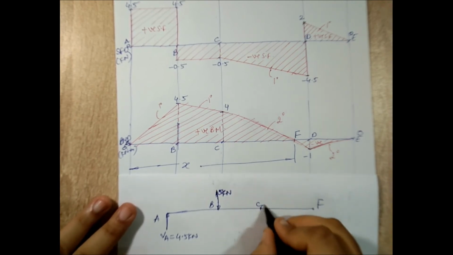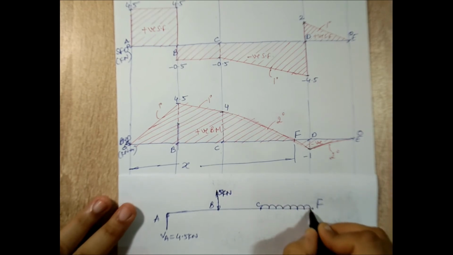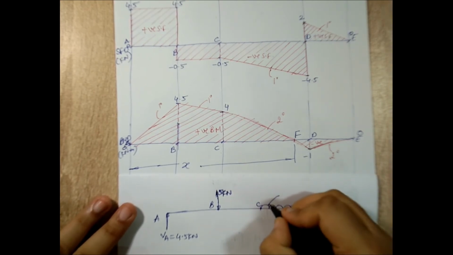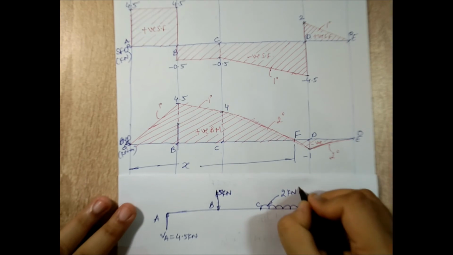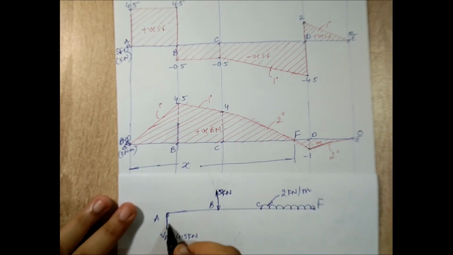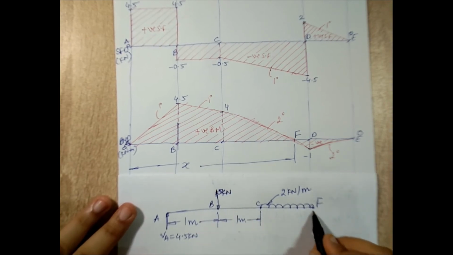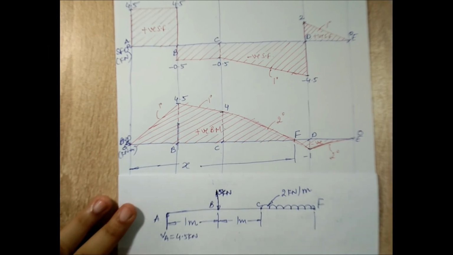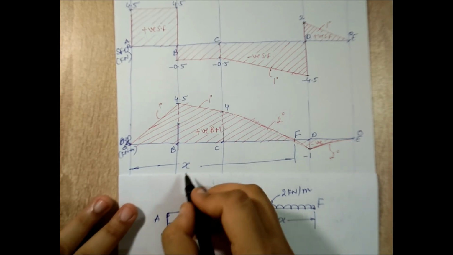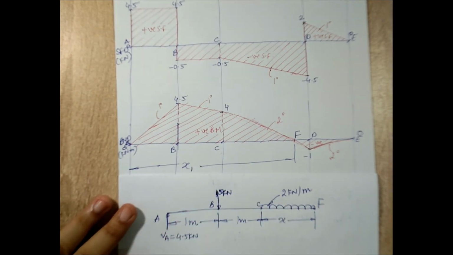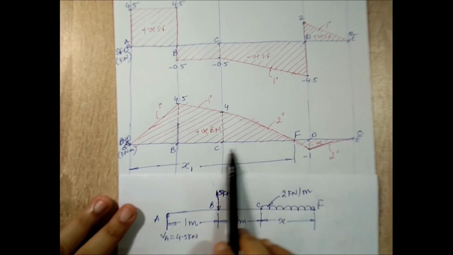So C to F I'll draw a UDL of 2 kilonewton per meter. This distance is 1 meter. This distance is also 1 meter. And the C to F is something I do not know. So let me mark this distance as X and let me mark this distance as X1, because this is the distance which I need to know.